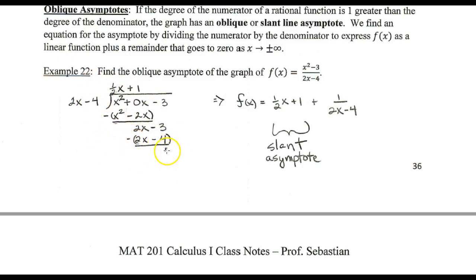That's my remainder. So the function is really this, 1/2 x plus 1, plus that remainder term, 1 divided by the original denominator. This term goes to 0 as x goes to plus or minus infinity. This part stays what it is. It's the line as x goes to plus or minus infinity. So that is the value of your slant asymptote. It's everything but the remainder when you're looking for your slant asymptote.